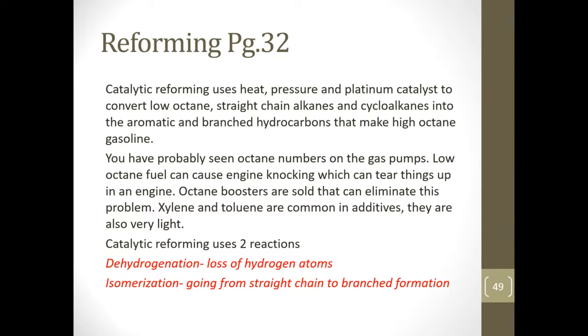Catalytic reforming uses two reactions, and they are called dehydrogenation, which means taking away hydrogen or the loss of hydrogen atoms, and the second one is called isomerization. As we talked about isomers before, which were the same number of things just in a different formation, we're going to take a straight chain and turn it into a branched chain. And when we looked at different isomers of the same compound, we saw that we got different boiling points out of it. So again, that has to do with the product quality when we're talking about distillation.